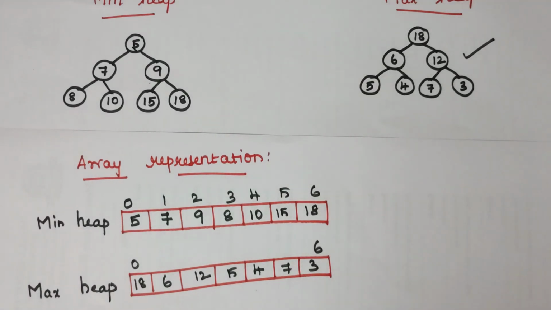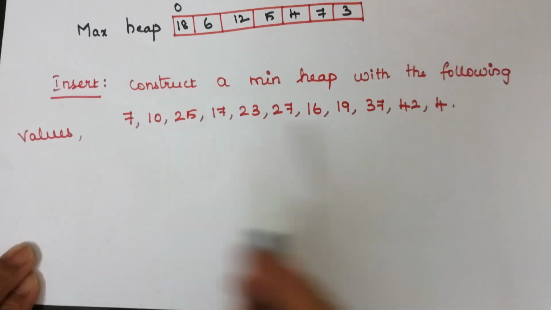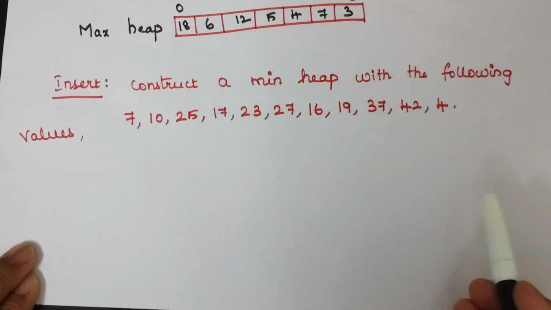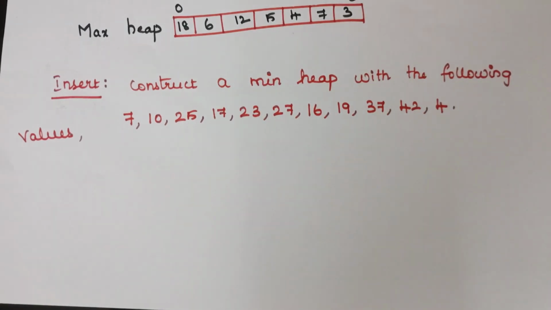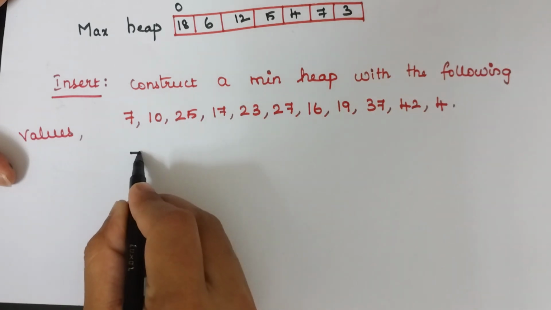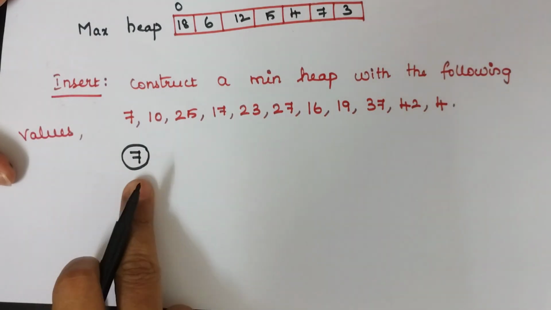And now we'll see how to perform insert operation, that is how to construct a heap with some example. Here I have taken example values like 7, 10, 25, 17, and so on. Now we'll try to construct a simple heap, that is minimum heap, with these values. So how does insert happen in a minimum heap? Starting from the first value 7. As usual we will be inserting 7 at the root node. This is step 1, inserting 7 at the root.